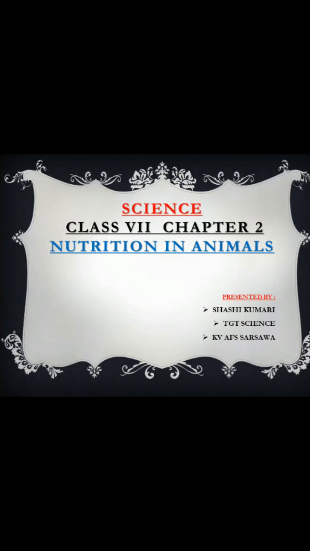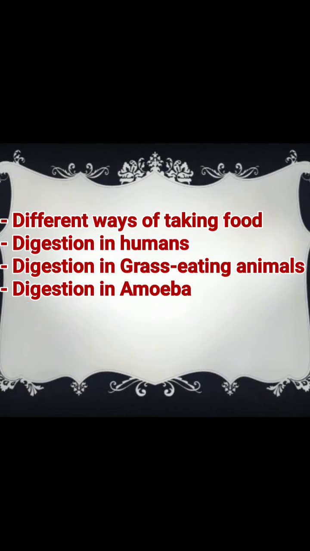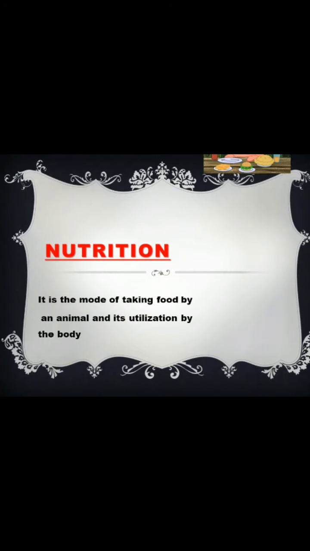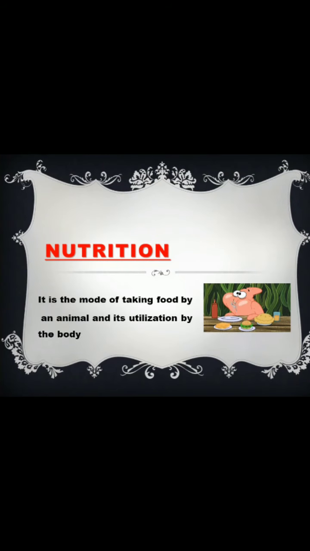In this video lesson, we will discuss Science Chapter number 2, Nutrition in Animals, of Class 7th. In this chapter, we will discuss different ways of taking food, digestion in humans, digestion in grass-eating animals, and in the end we will conclude our chapter by discussing digestion in amoeba. So let's start. So first of all, we should know what is the meaning of this term nutrition.